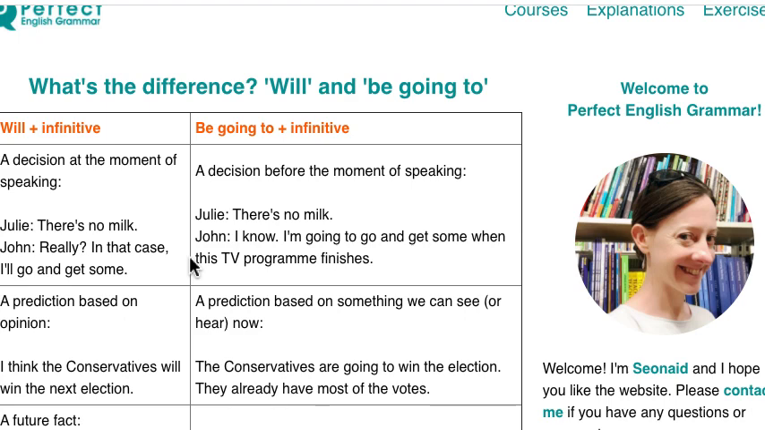In the second case, a prediction based on opinion. I think the Conservatives will win in the next election. Be going to is used for a prediction based on something we can see now, when it's related to some facts. For example, the Conservatives are going to win the election. They already have most of the votes.